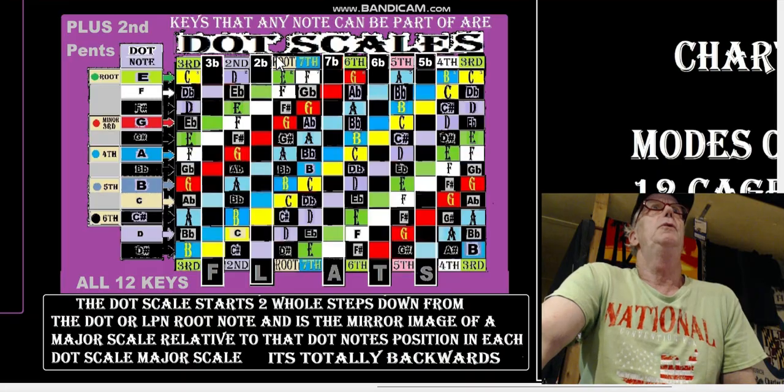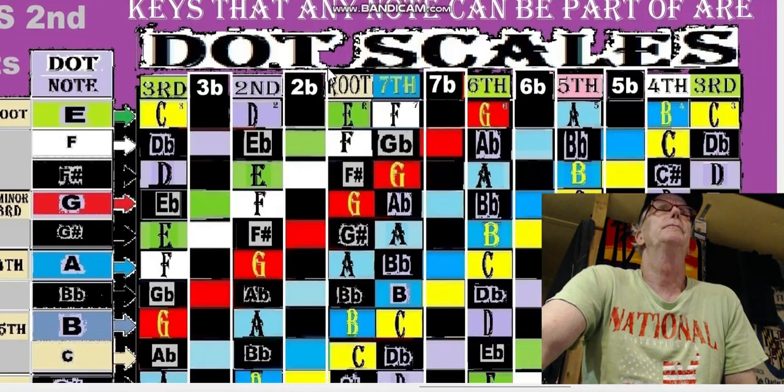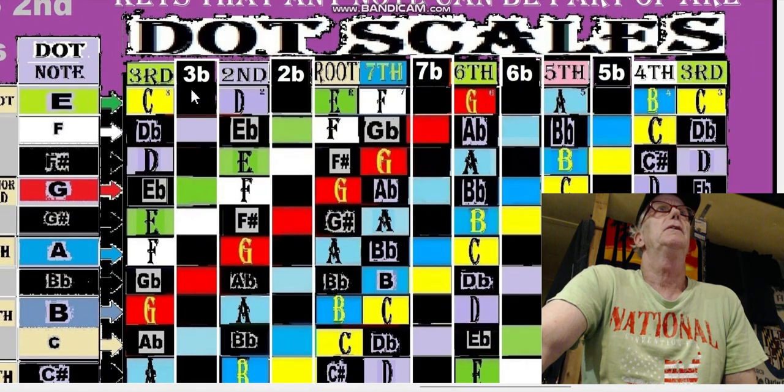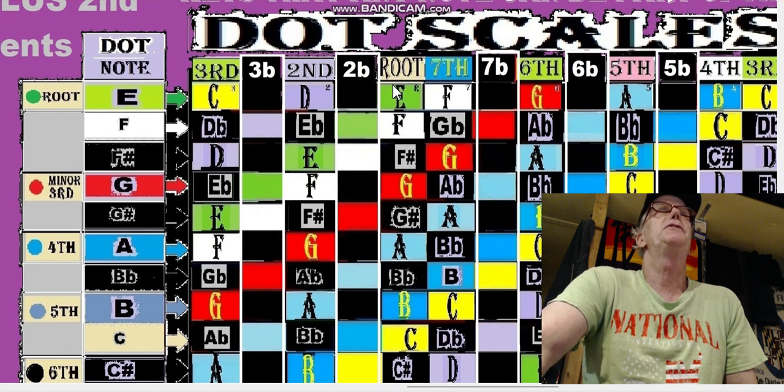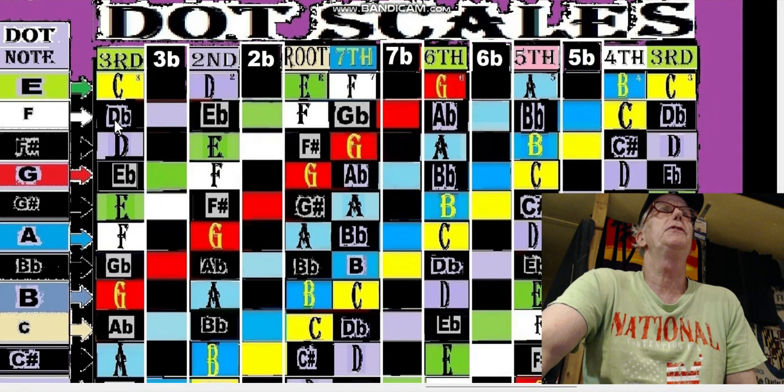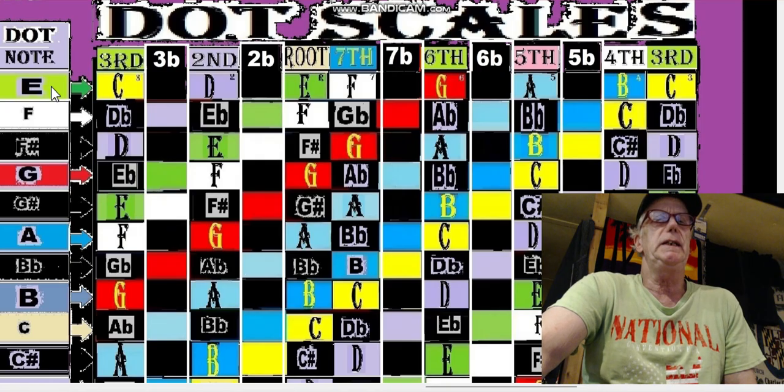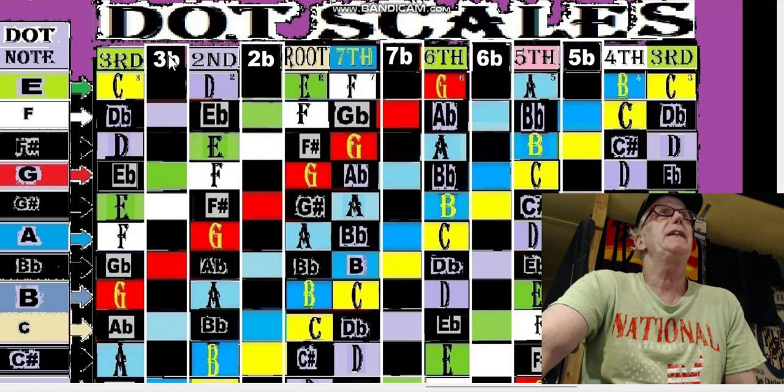So when we look at here, here's E. It's the third of C, the second of D, the root of itself, the seventh of F, and all the other dots are covered too. But E is the easiest one to look at, E easy, because E is the flatted third of C sharp. So it looks like a piano there. Here are your white notes and here are your accidentals.